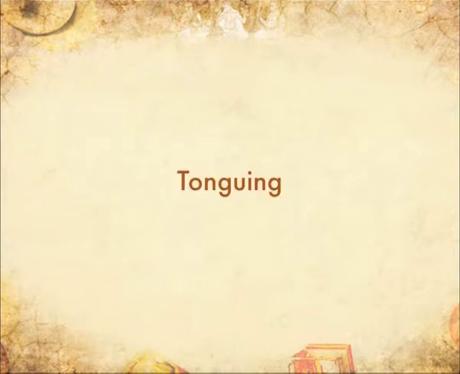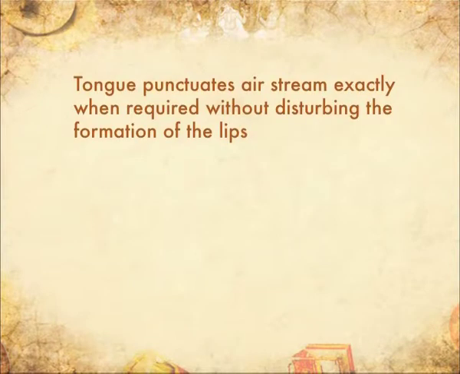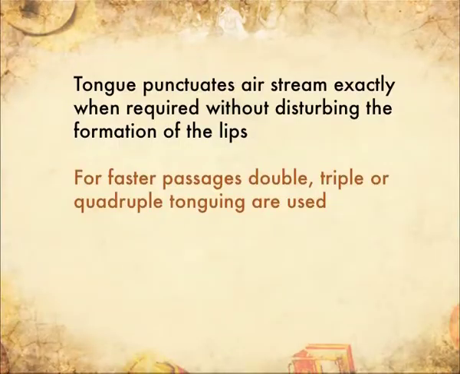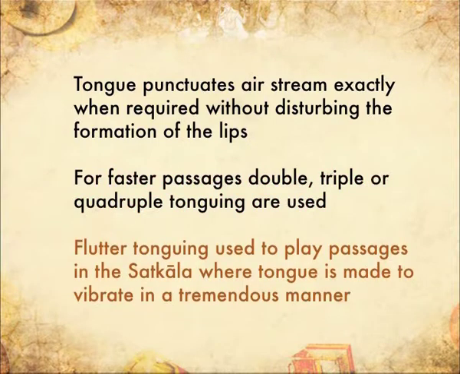Tonguing. The tongue punctuates the air stream exactly when required without disturbing the formation of the lips. When faster passages are to be played, double, triple or quadruple tonguing are resorted to. Flutter tonguing is used to play passages in the Shatkala. Here, the tongue is made to vibrate in a tremendous manner.